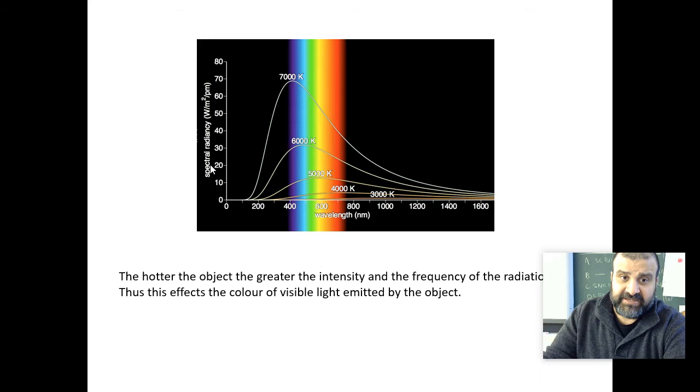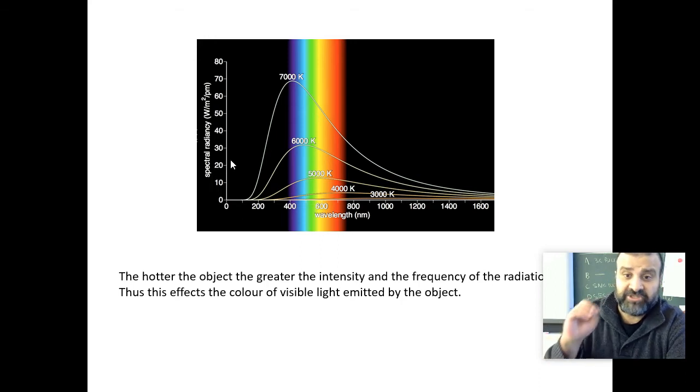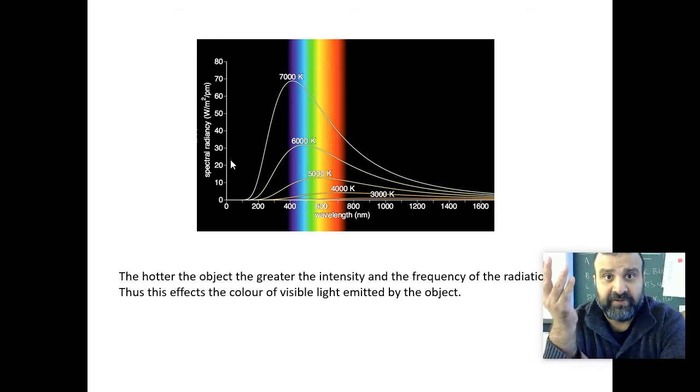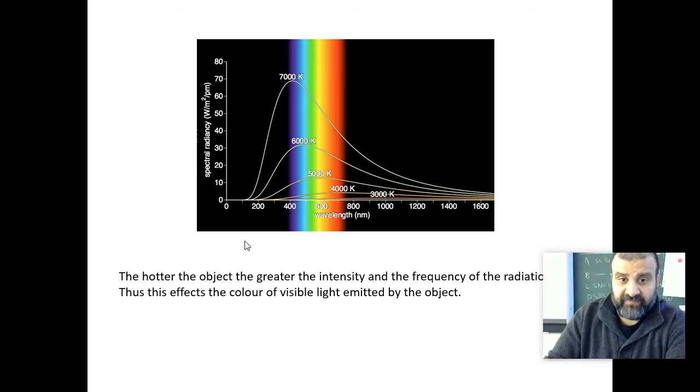The y-axis here is radiance, right? How much energy is coming off, how intense the light is. And then we have wavelengths on the x-axis, and that is what color is the light. What is its wavelength, or conversely, what is its frequency?